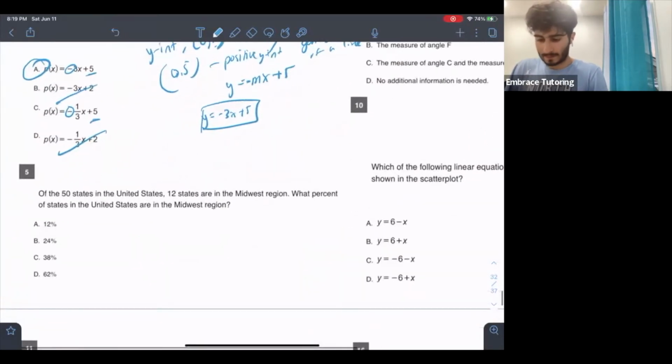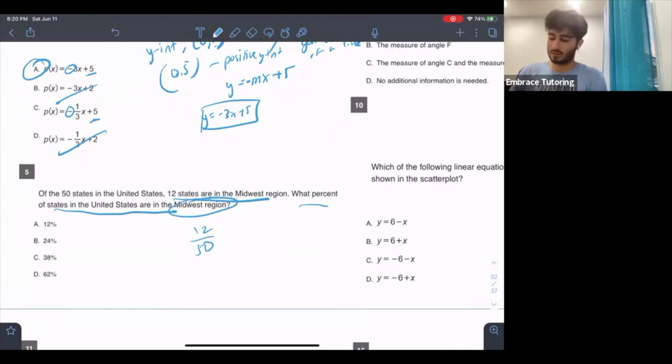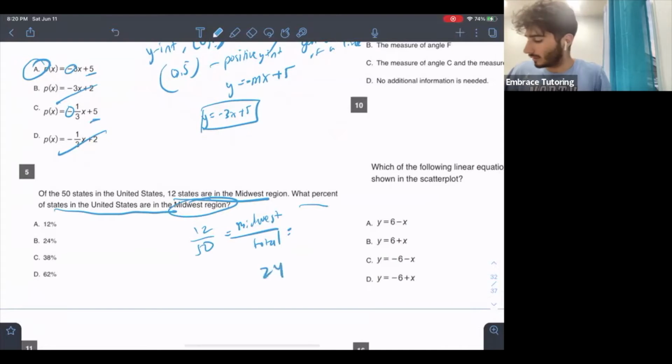Question 5. Of the 50 states in the United States, 12 states are in the Midwest region. So it's 12 out of 50. What percent of the states in the United States are in the Midwest region? So it's asking for the percentage. What you would do is Midwest over total. You can use a calculator in this section. So if you plug in 12 divided by 50, you should get 24. You should get 24%. Choice B.